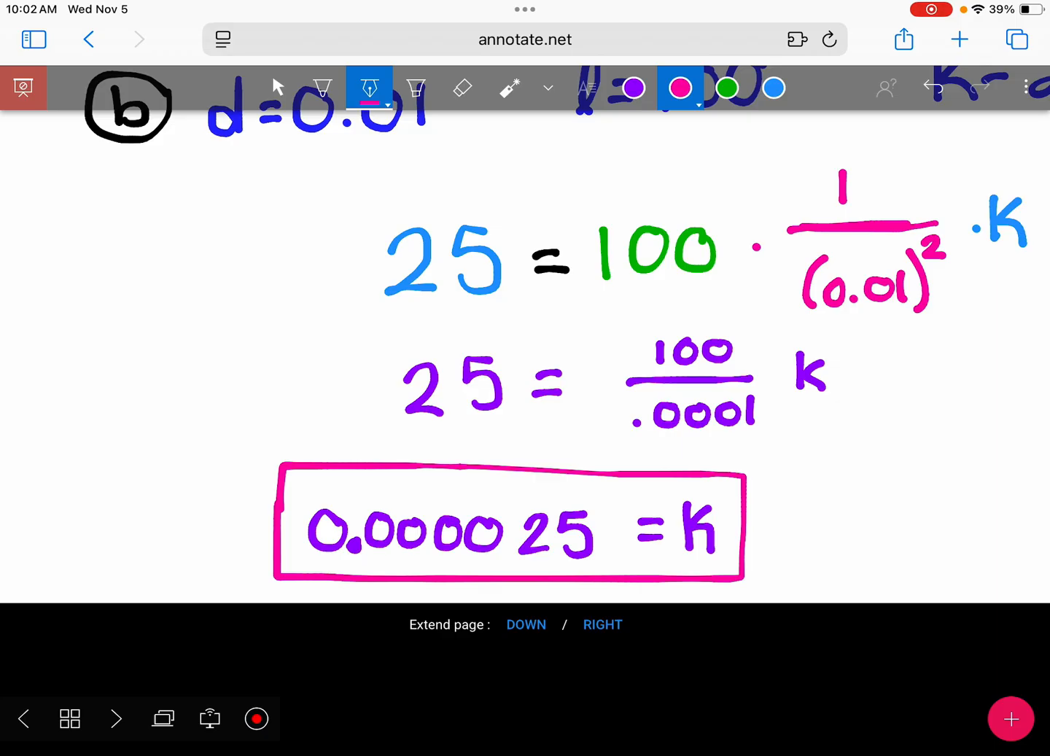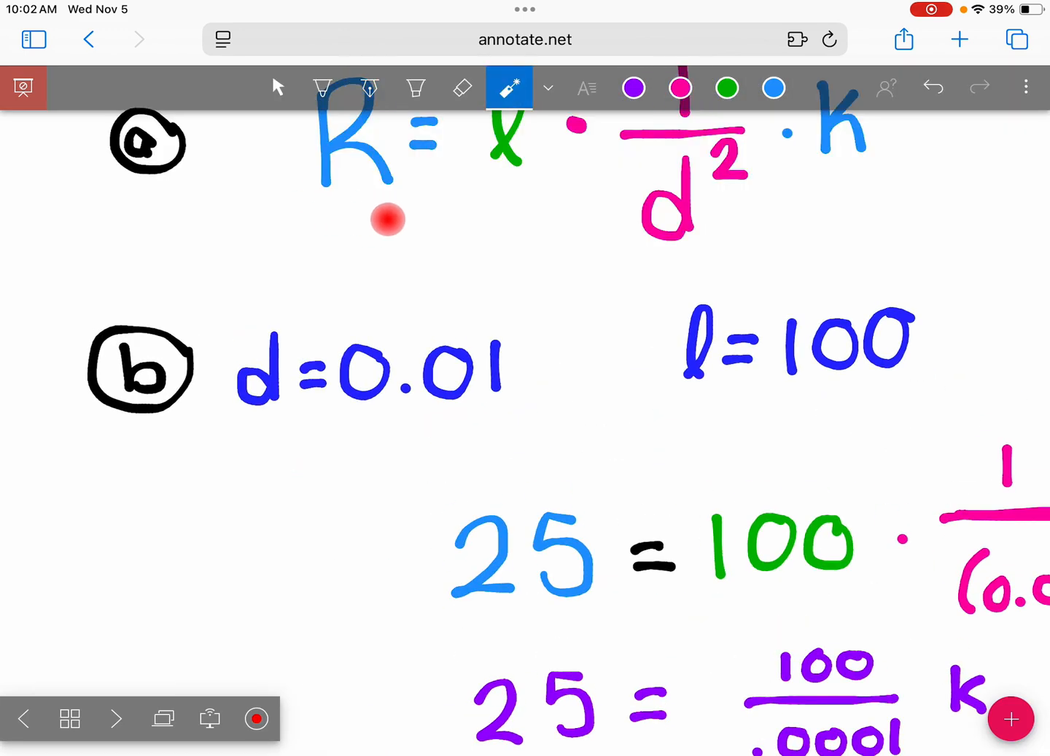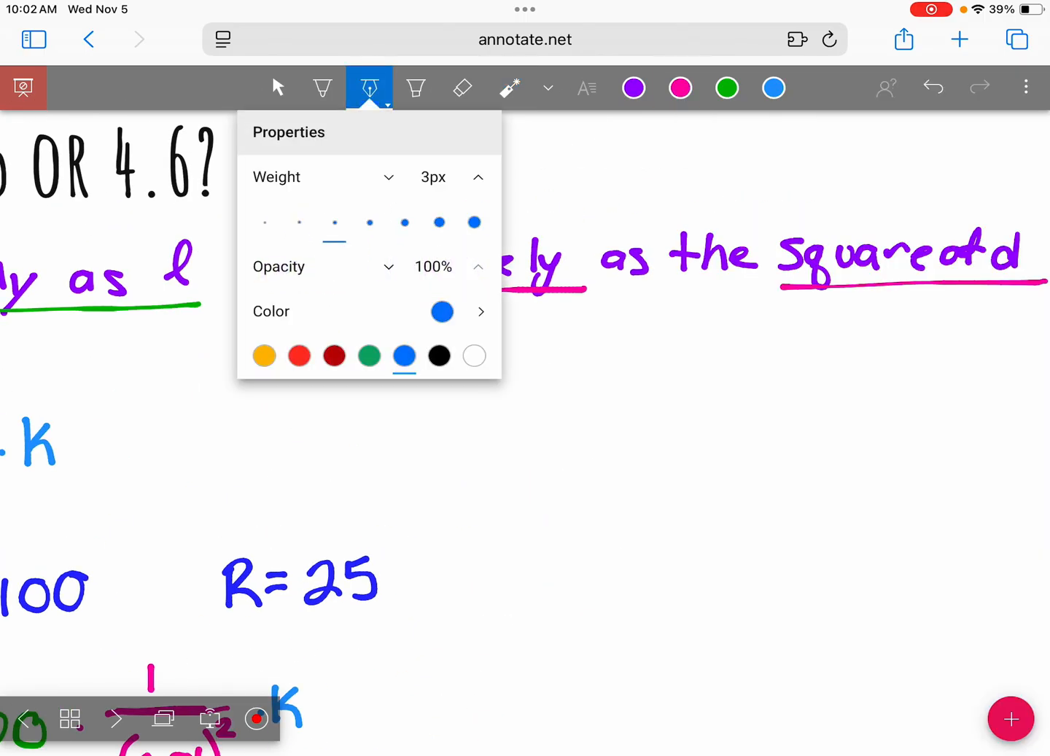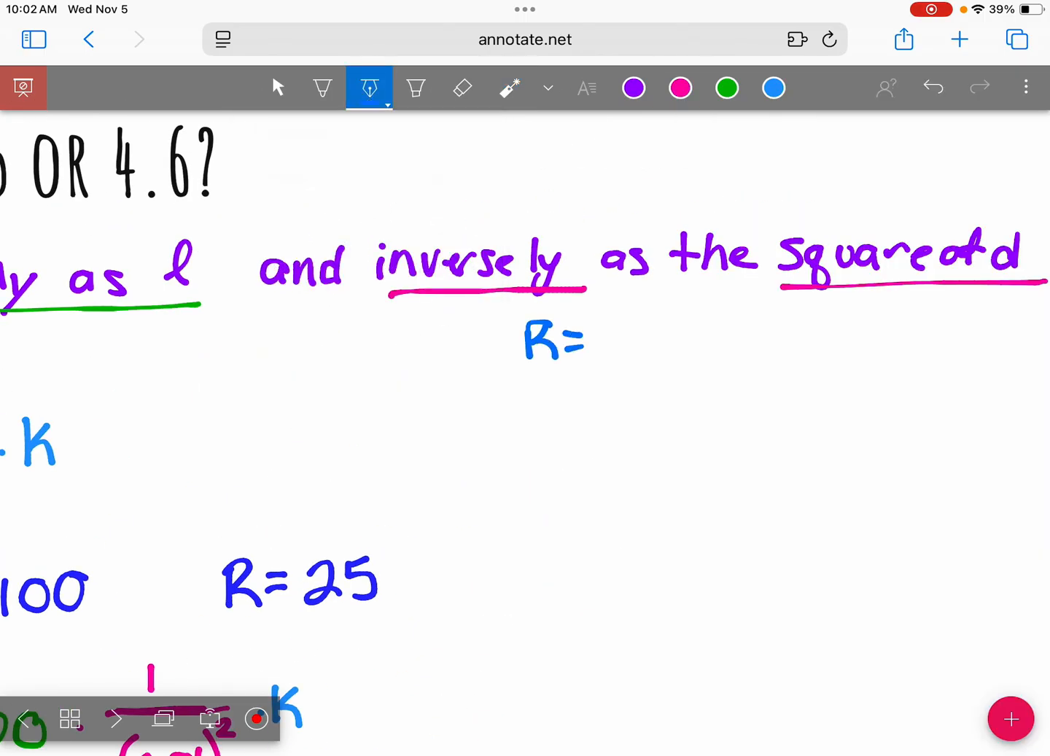So we're supposed to sketch the graph of a relationship between R and D. R and D are going to be my X and my Y. Since we already have an R equals, R is going to be my Y. And they tell us to use D, that's going to go on my X axis. So for part C, we're going to be sketching our graph, which means those are the only two variables we want to have left.